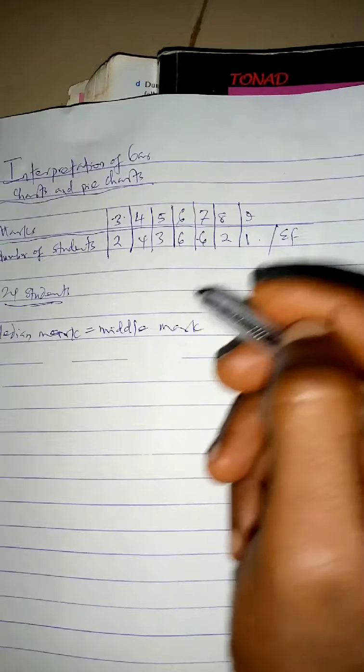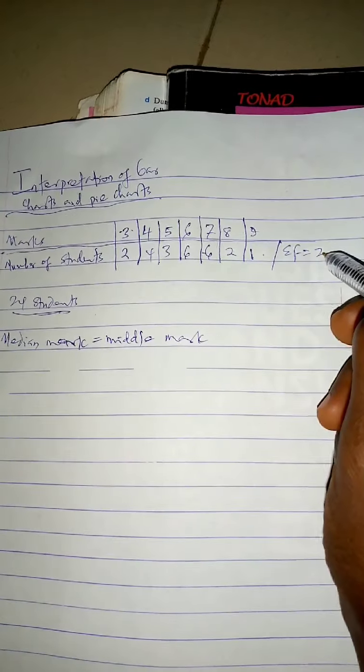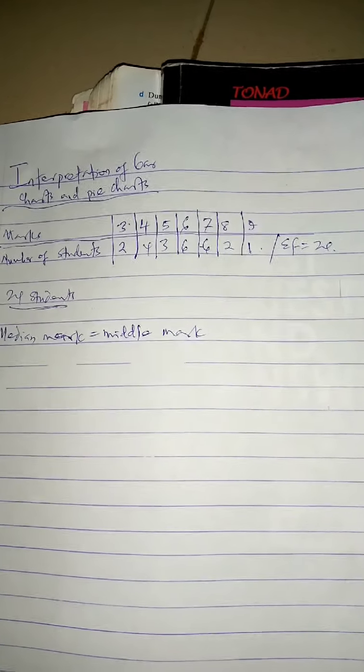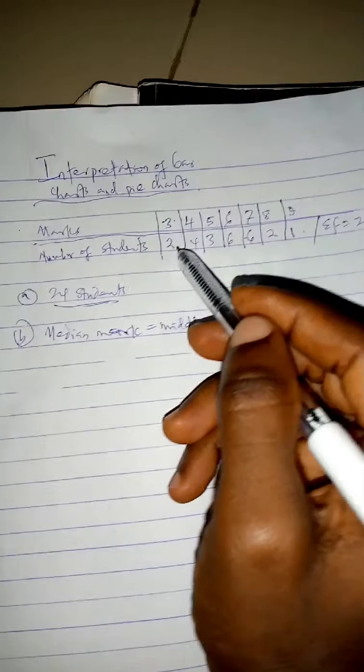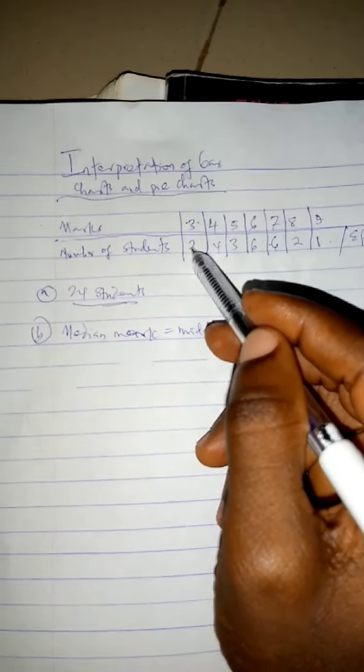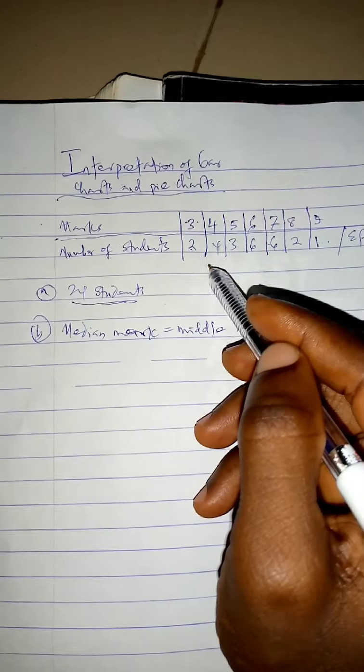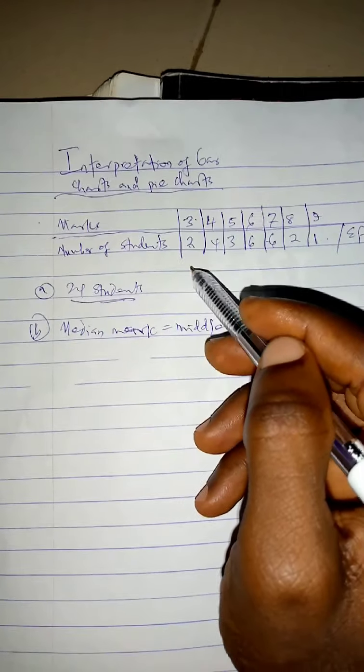are already arranged. Now, for you to know the middle mark, you discover the total is 24. So, half of 24 is 12. So, you look for the mark in position 12. And to get that, the simple thing you do is to be adding. You can add from your left this way or from your right this way to where you have 12.